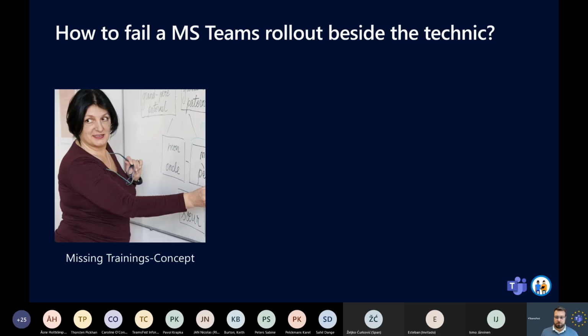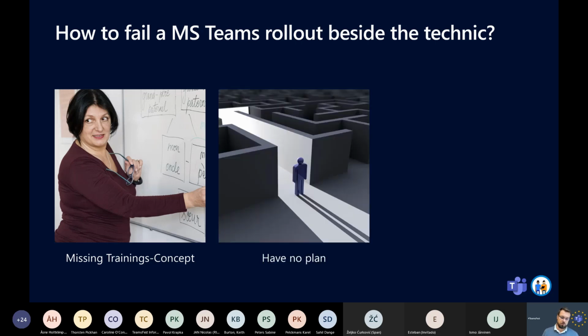I've mentioned that before. Training is something you may miss. You may miss planning it at the right scale, but also the main topics. And that's something you should be aware of, what's necessary to train. You have to create a concept. You have to have some ideas how to get the new technology into the company or into the customer environment. The second one here is to have no plan.